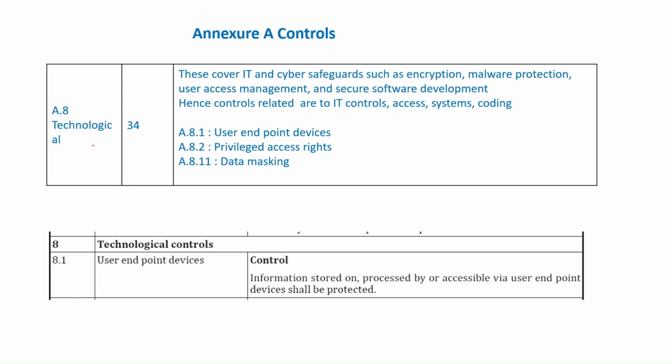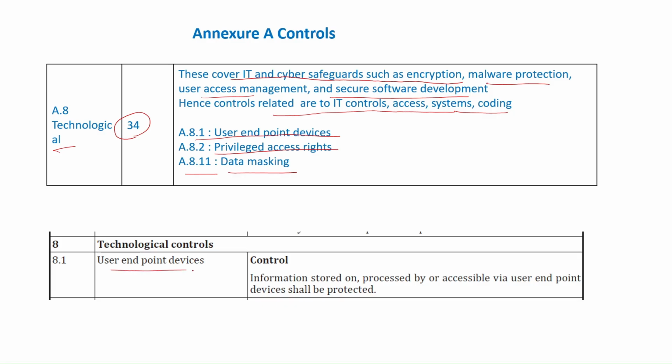Technological control. Technological control has 34 controls in it. So these mostly deal with all the technical controls. These cover the IT and cyber safeguards such as encryption, malware protection, user access management, secure software development. And these controls are related to the IT controls, access, and system coding. 8.1 talks about user endpoint security. 8.2 talks about privilege access rights. 8.11 talks about data masking.